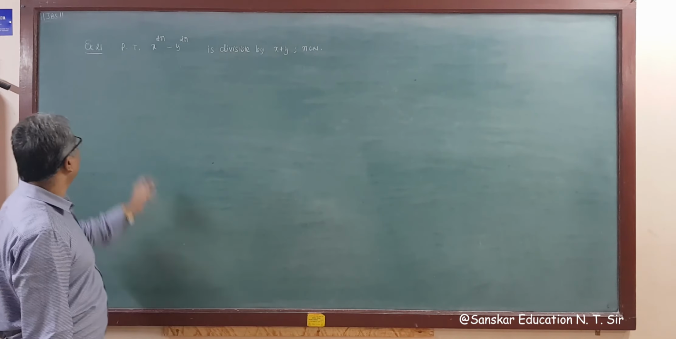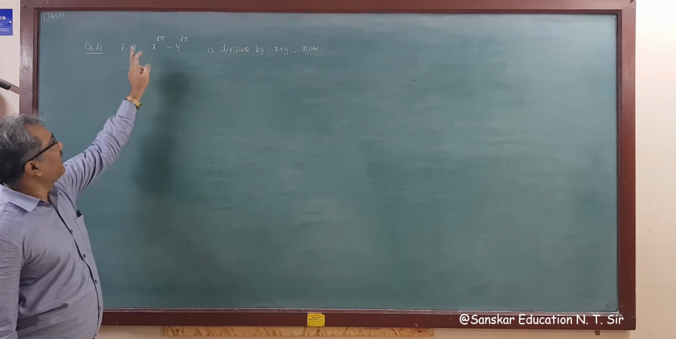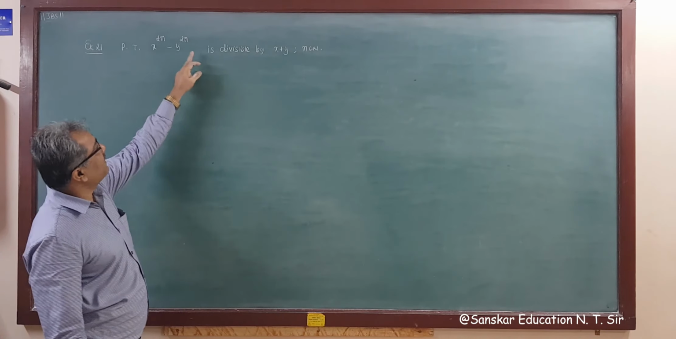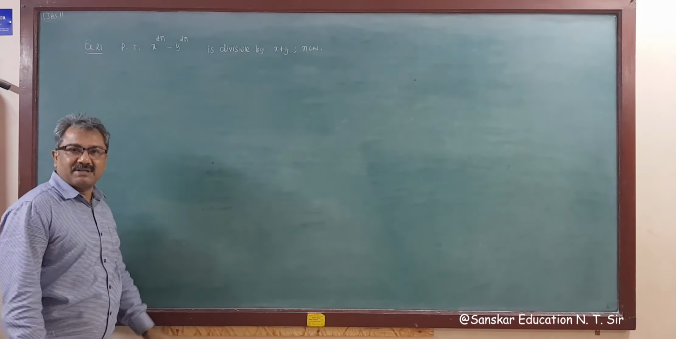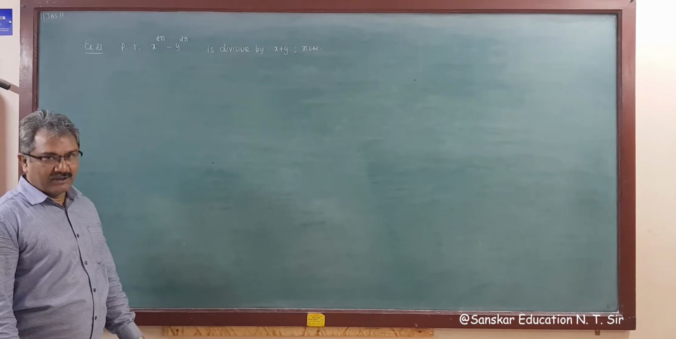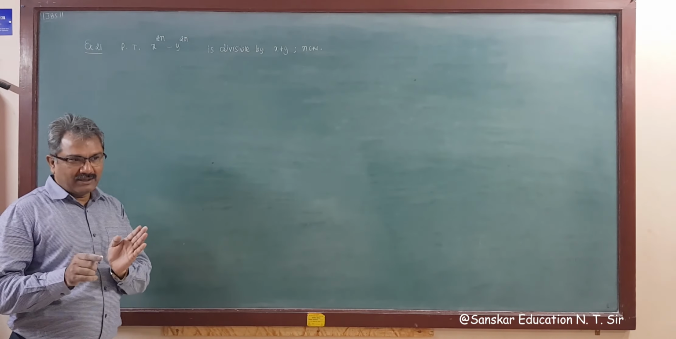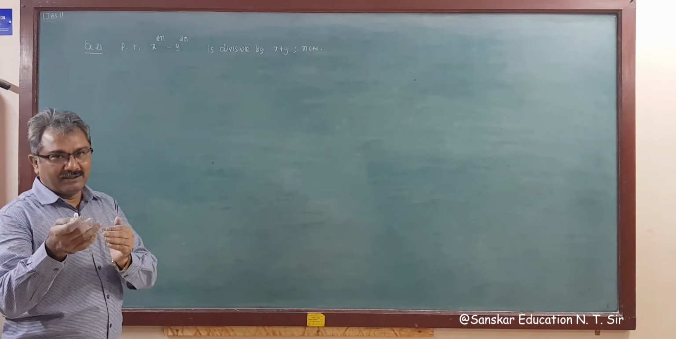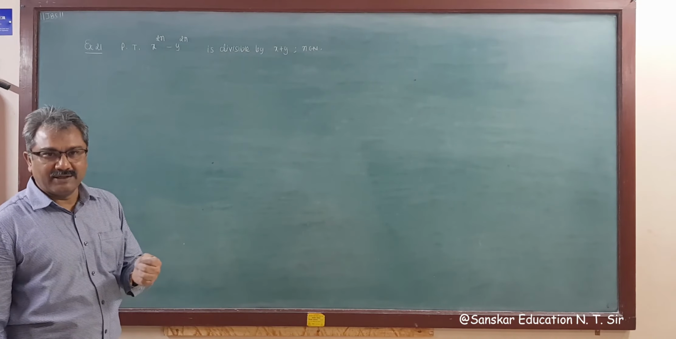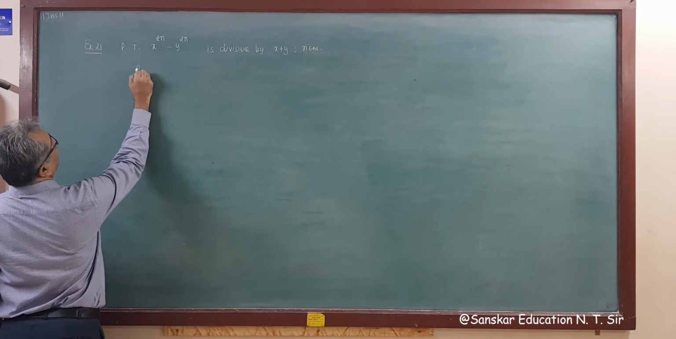One more example. Example number 21. Prove that x raised to twice n minus y raised to twice n is divisible by x plus y. So first of all, you know what to do, right? Turn by turn, we will keep writing each step. So this is Pn.